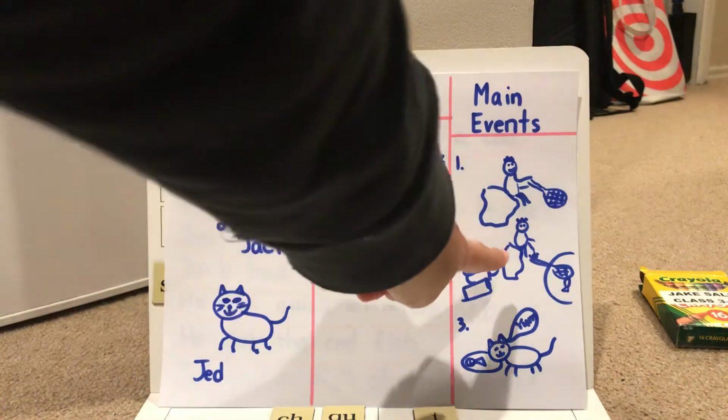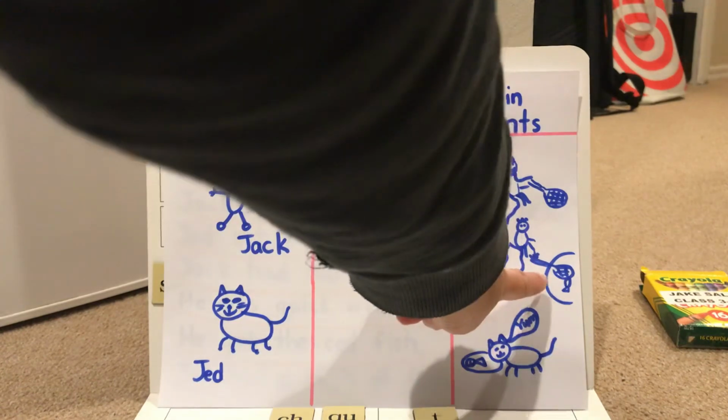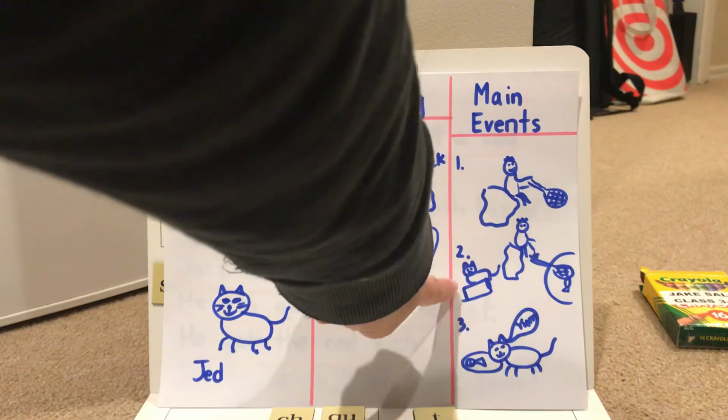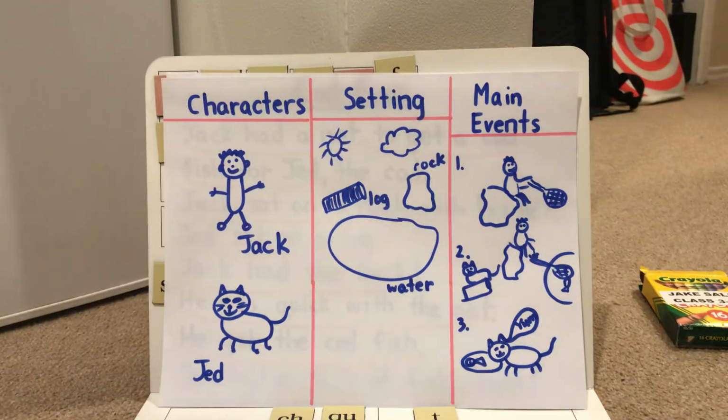They said he was quick with the net, right? He caught the codfish. I also have Jed here on the log because I remember in the story it said that Jed was on the log. Now what happened last? Yes, Jed ate the fish. He was happy. And I did a little speech bubble for Jed that says yum.